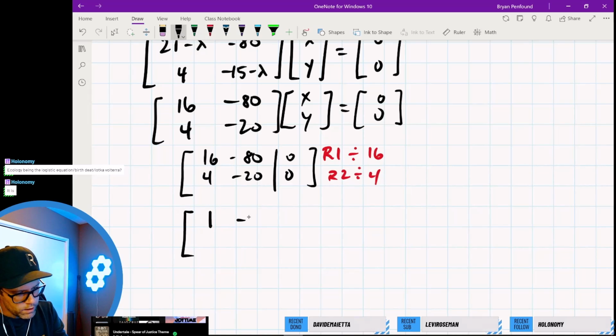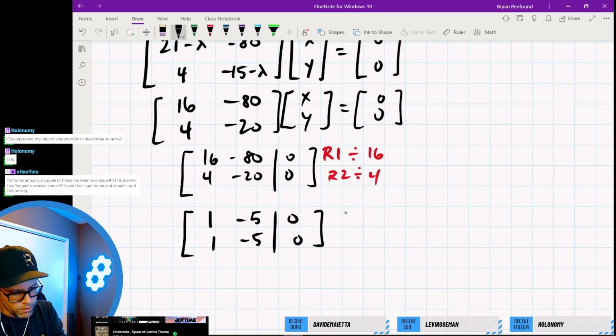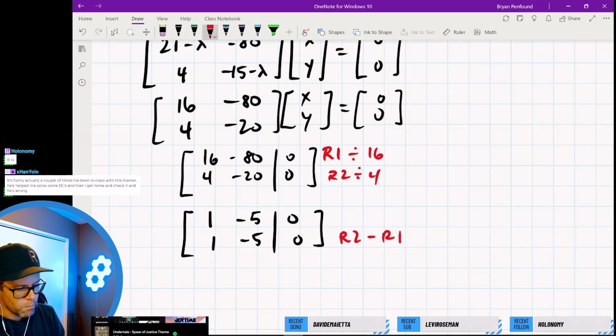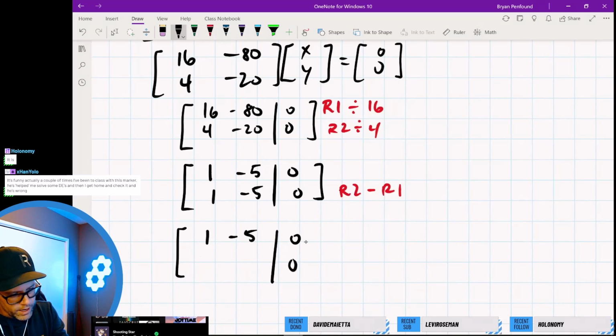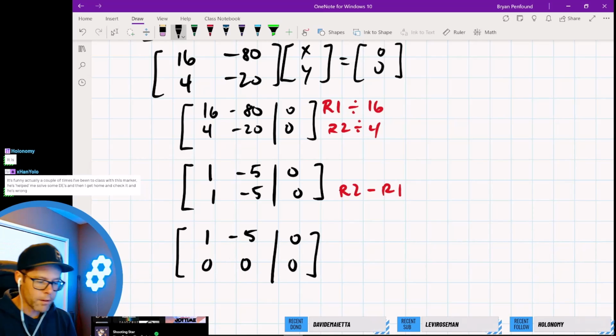So that would give me 1, negative 5, 0, and then 1, negative 5, and 0. And then from here we can take row 2, subtract row 1. And just like that, we have a reduced row echelon form for the homogeneous system that we're working with.